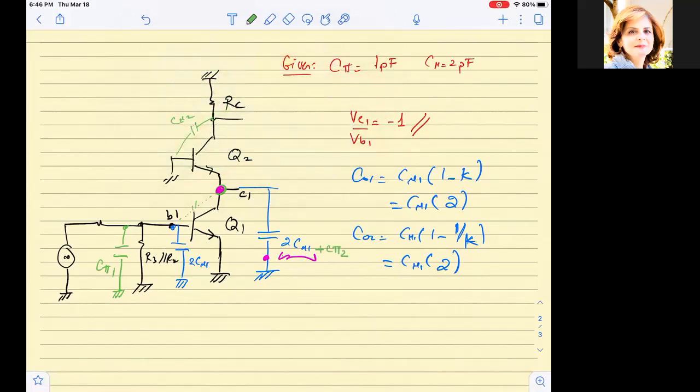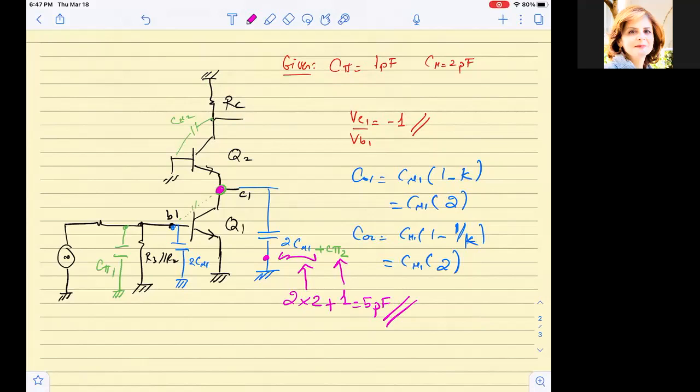Okay, therefore I have 2 times C mu1, so 2 times C mu1, which is 2 plus 1, gives 5 picofarad. This one comes from here and this one comes from here. Okay, so we found the total capacitance that is available at the node. Now I go back, and it tells us to find the OCTC resistance.